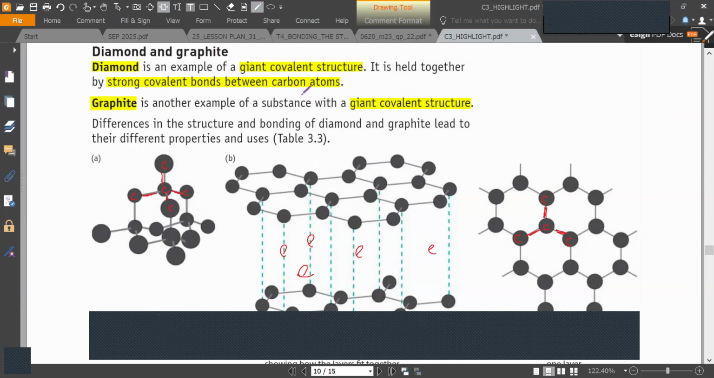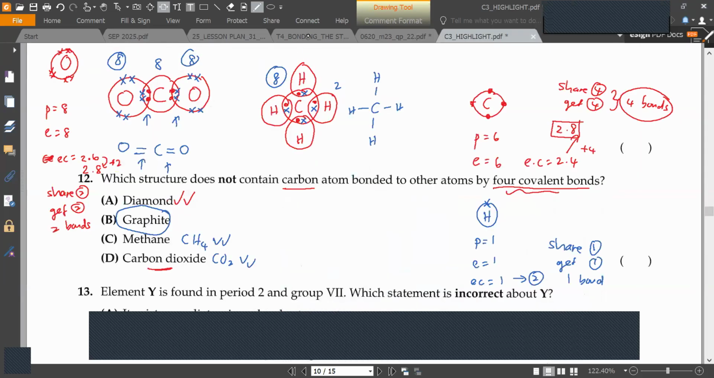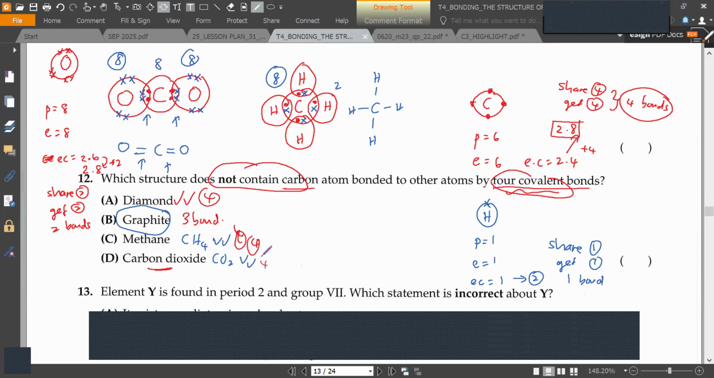So that is the main characteristic of carbon in graphite. This one is 3 bonds only. We want the one that does not contain 4 covalent bonds. So this one is 4, this is 4, this is 4, this is 3. So the answer is B.